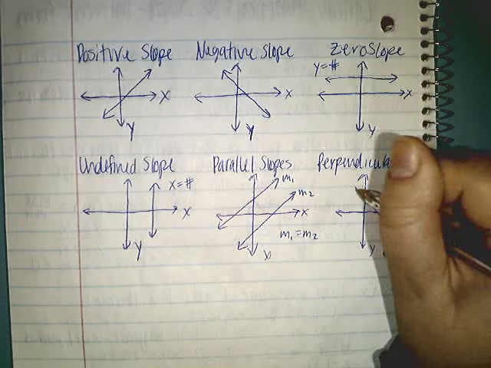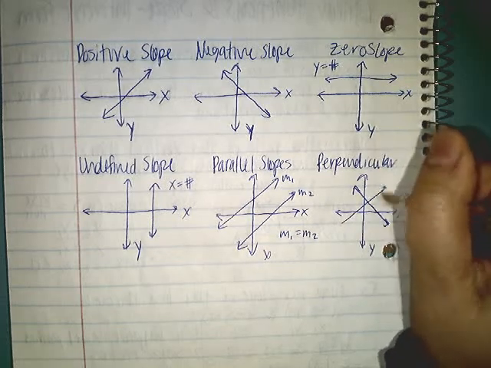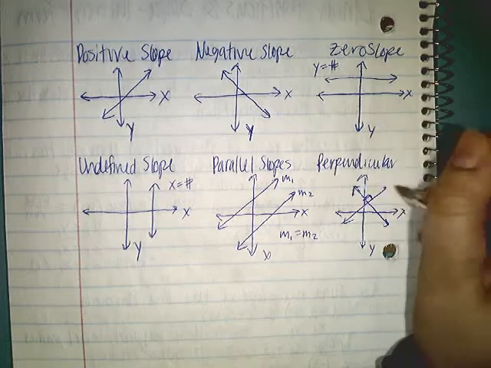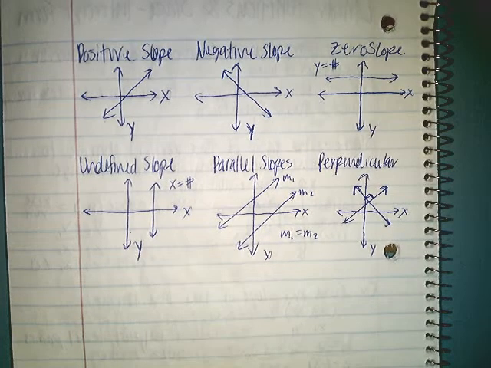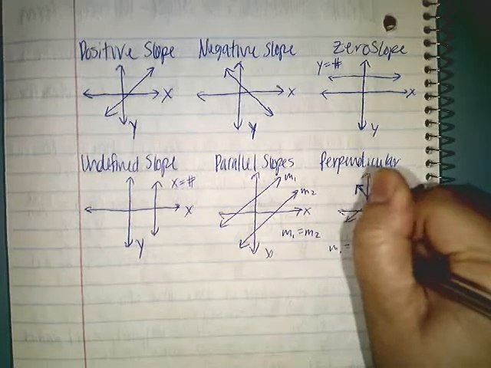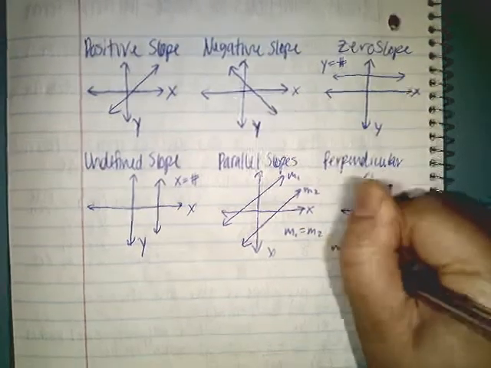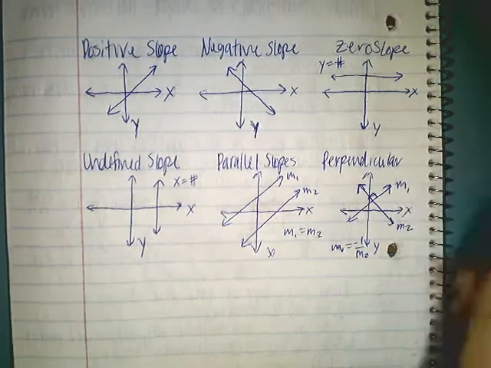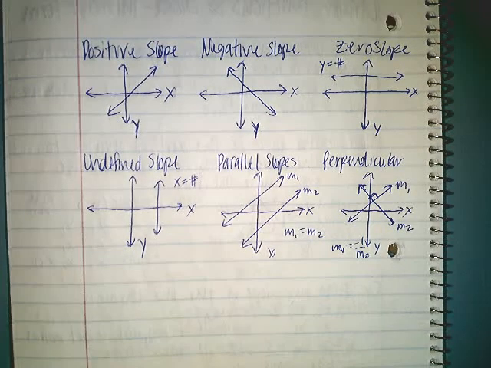Perpendicular slopes actually intersect at a 90-degree angle and are negative reciprocals. Again, we'll talk about these more tomorrow, but their slopes are negative reciprocals. So M1 equals negative 1 over M2. So this is M1, M2. We'll talk more about that tomorrow, but just to introduce those types of slopes so you've seen them more recently.